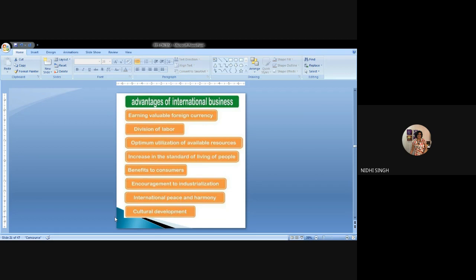Benefits to consumers, n number of customers will benefit from international business. Encouragement to industrialization. It is also an advantage. It gives encouragement to industrialization. International peace and harmony. Obviously, if two countries are trading between them, they will work on their peace and harmony. Cultural development. Your culture will be known to other countries also. So it is an advantage of international business.